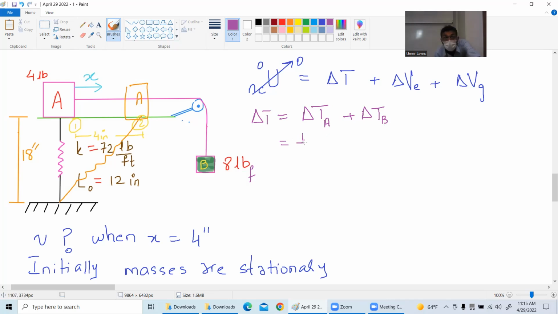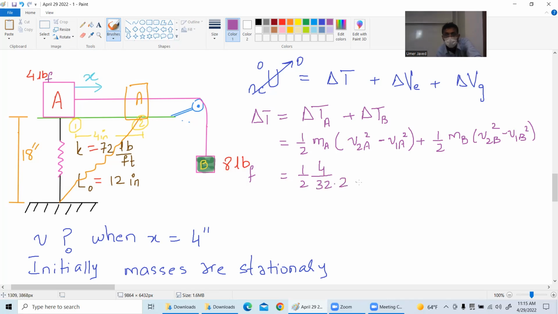It is half MA. Yeah, I think this is what I meant. Here you will definitely need masses, right? Half MA (V2A square minus V1A square) plus half MB (V2B square minus V1B square) is equal to half 4. This is again 4 pound force, okay? Half 4 divided by... this is why I keep on telling you that in an exam setting, I will not give you English system of units, because most of you are not comfortable with it. A lot of practice is required.